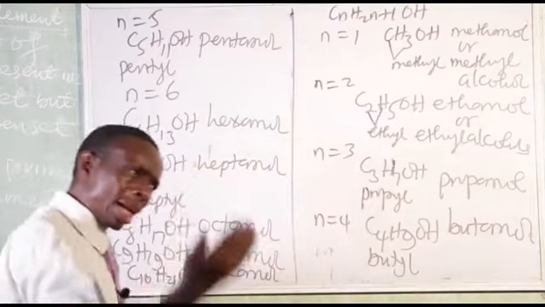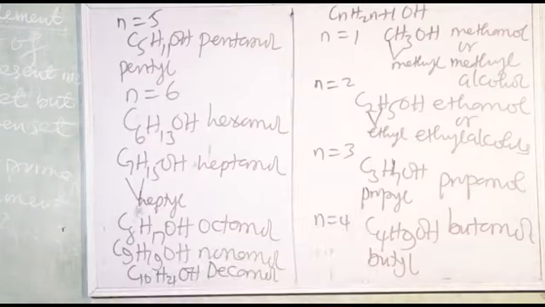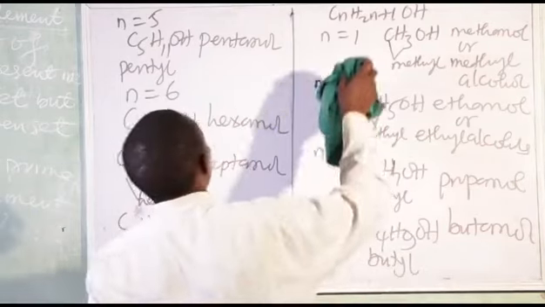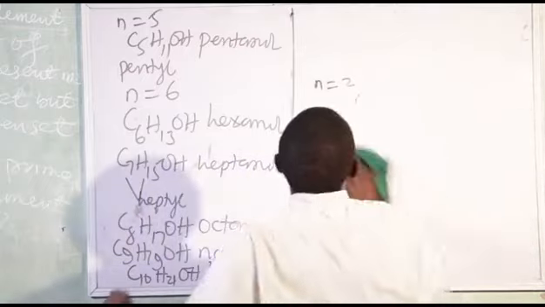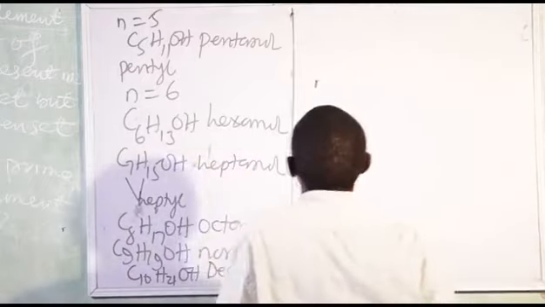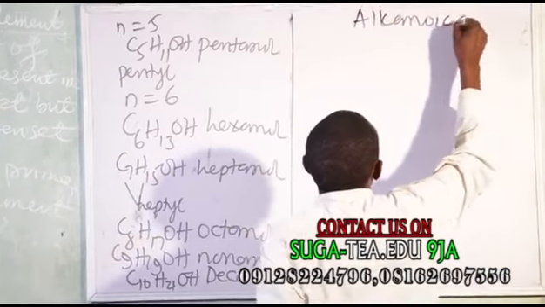I will explain to you their function, their physical property and chemical property. Let's look at the next group. I call it alkanoic acid. The alkanoic acid.